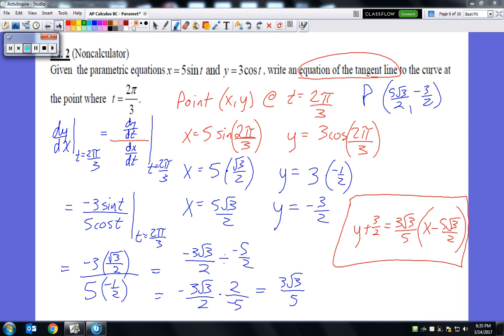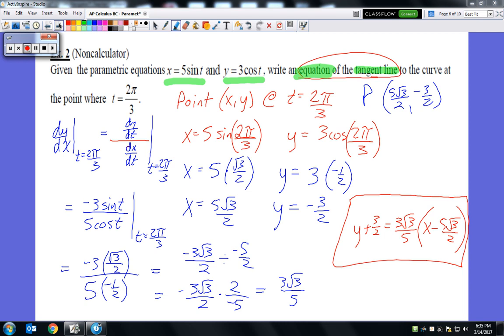Alright, second example. We were given the parametric equations, x is equal to 5 sine of t, and y is equal to 3 cosine of t, and we're trying to write an equation of a line. So there's a function there. Now we're going to go back to way long ago when we were finding the point slope formula of y minus y1 equals m times x minus x1.